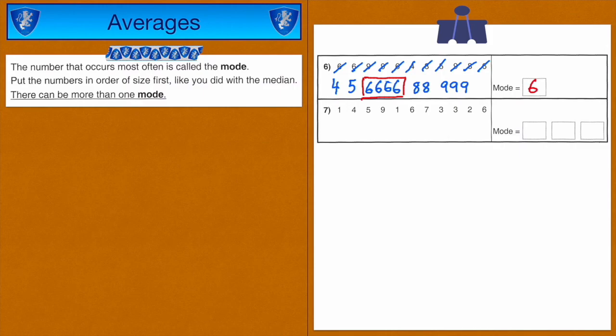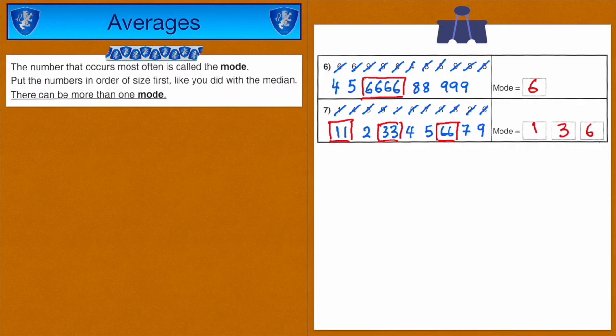So number 7, we've got 2 1s, we've got a 2, we've got 2 3s, we've got a 4, we've got a 5, we've got 2 6s, we've got a 7, and we've got a 9. Now this time you can see we've got 2 1s, got 2 3s, and we've got 2 6s. So they're all the mode. You can have more than one mode. So the mode is 1, 3 and 6.